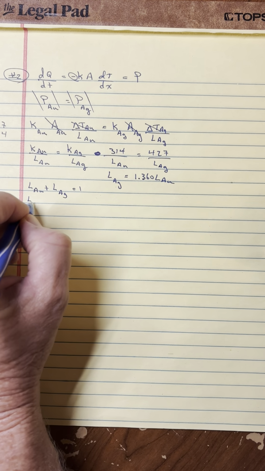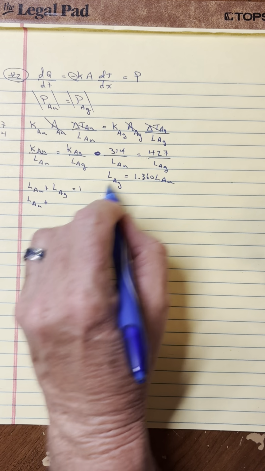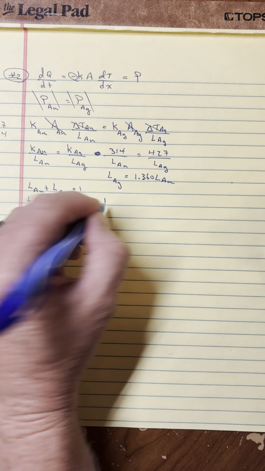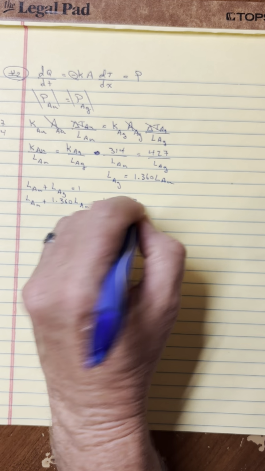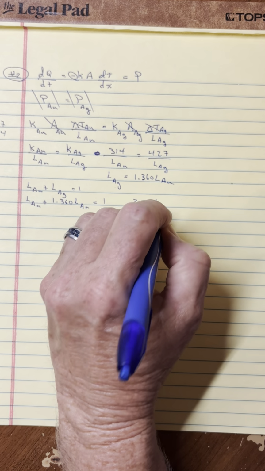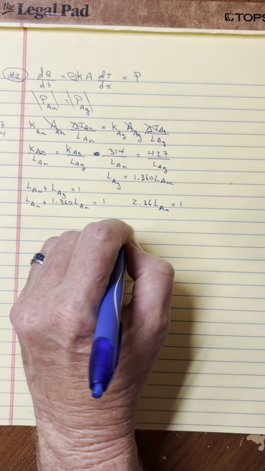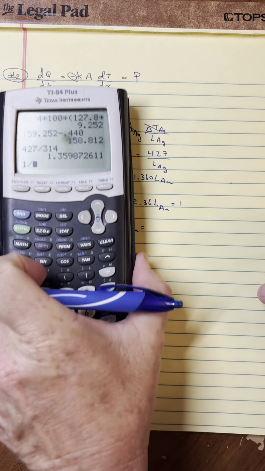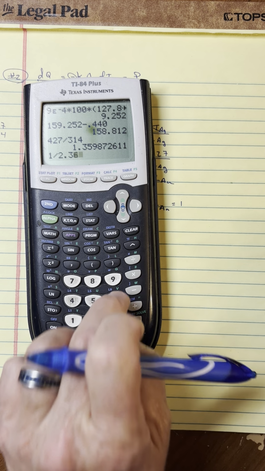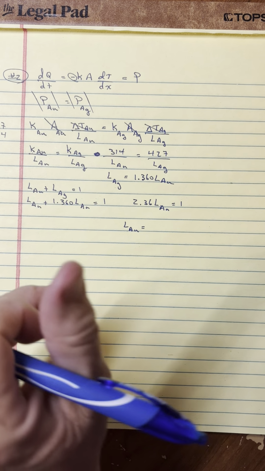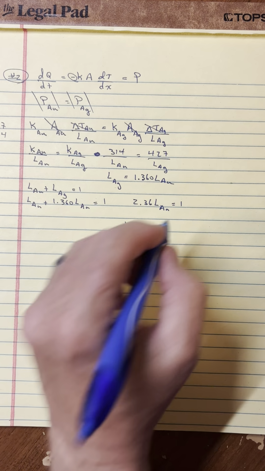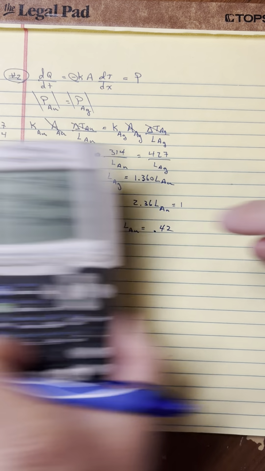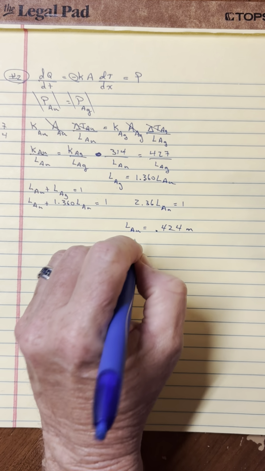So if we take the length of the gold and do a little substitution for 1.360, length of gold equals 1. This comes out to be 2.36, length of gold equals 1, or ultimately length of gold is 1 divided by 2.36. And so we're looking here at about 0.424 meters.